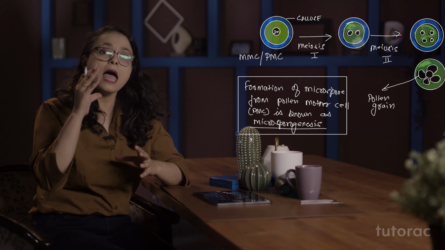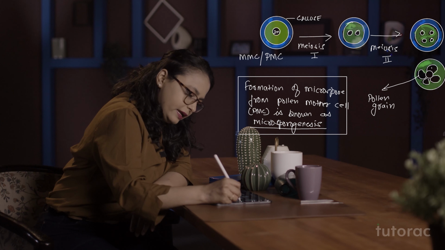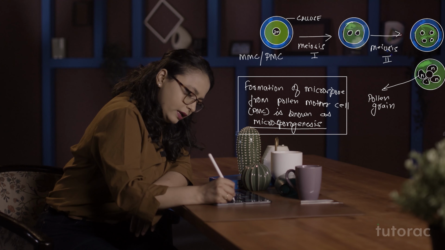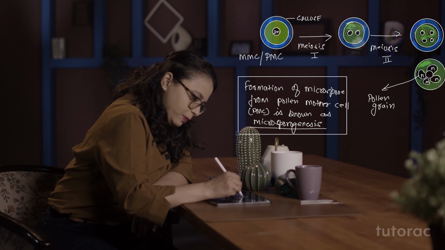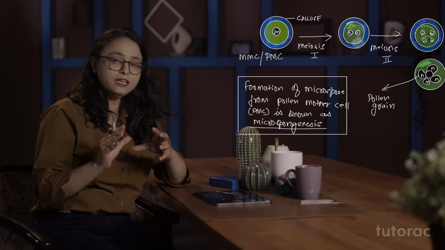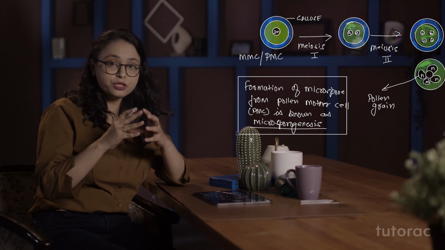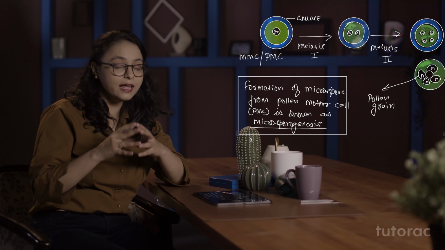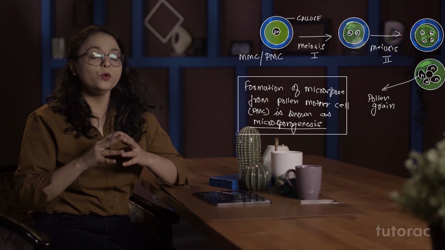It would be haploid. Means I will write N, N, N, N. So, these are haploid. So, have you seen how the sporogenous tissue or pollen mother cell converted into the pollen grain?